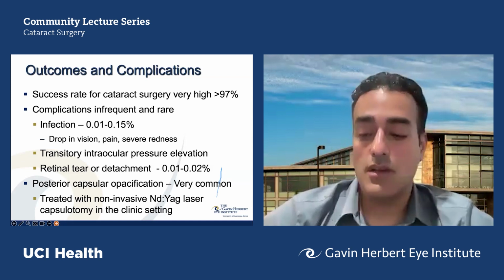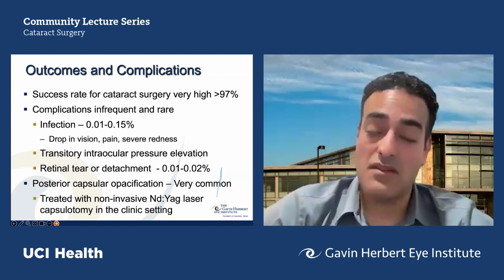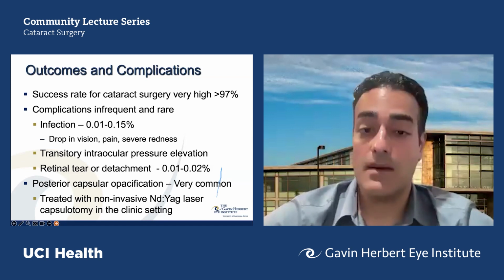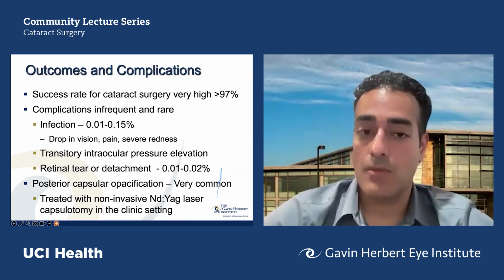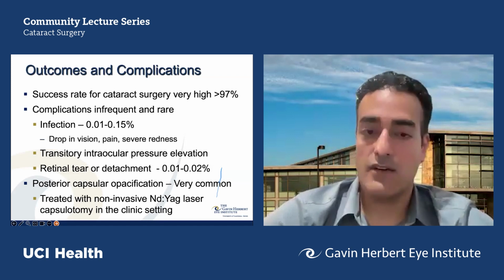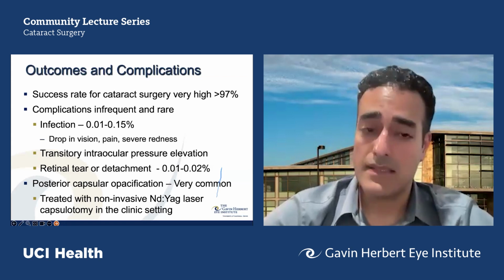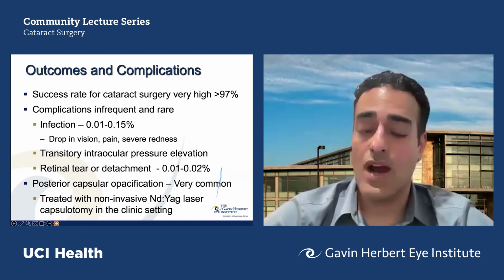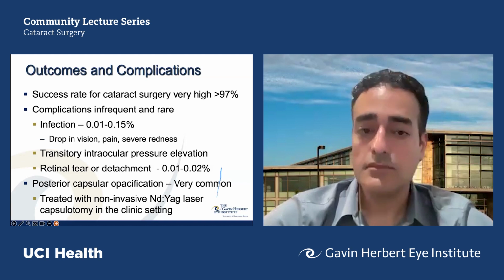Things like infection, you can see here, according to the literature, it's anywhere from 0.01 to 0.1%. And this is something that if we pick it up early and start treatment, we can prevent any sort of bigger problems. Obviously, if it's not taken care of early on, it can lead to need for further surgery or stronger antibiotics. But once again, this is not something we see common, and this is one of the reasons why we have our patients use the antibiotic drops for 1 week after the surgery.